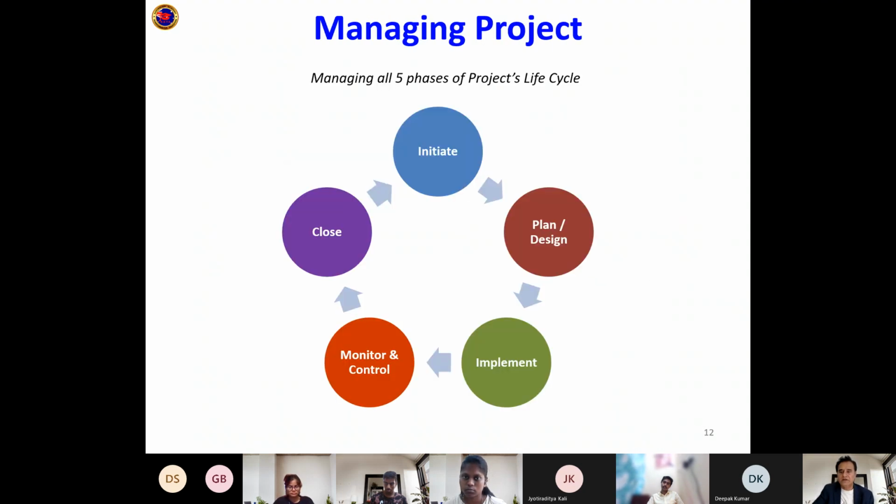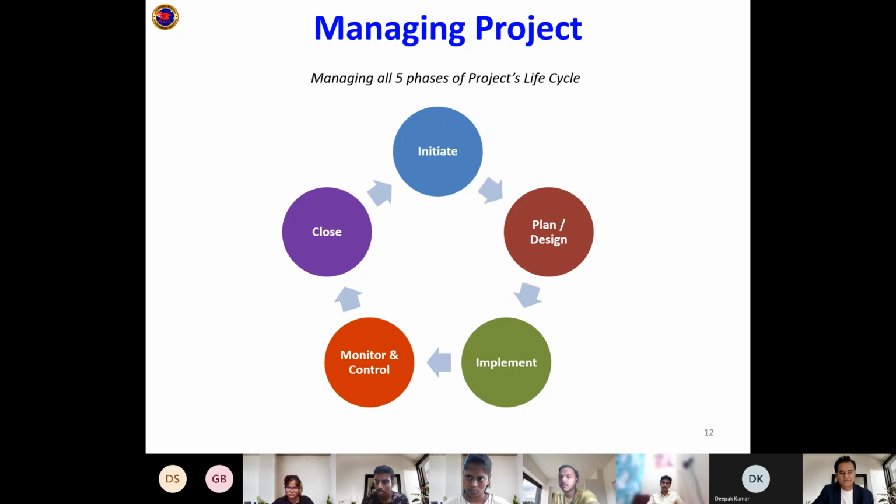Which means that your job of managing a project is to manage all 5 phases of this project. You will initiate, you will plan, you will implement, you will monitor and control, you will close. So this is a managerial function that you're learning today. Clear, everyone? So 2 important concepts we learned. Last week we learned 10 functions, and this week we learned 5 phases.